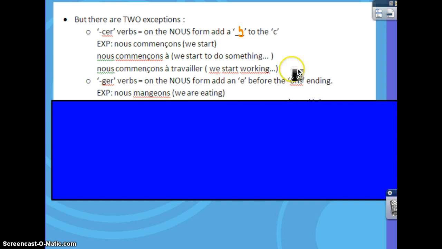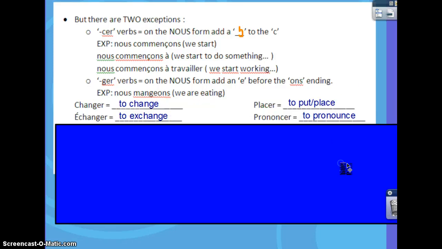I know as an English speaker you can say, well, I would pronounce that mangeons, and that's no problem whether there's an E in there or not. But for a French speaker, you have to actually have that E in there to make it change the pronunciation of the G. So again, really the only exceptions are with CER and GER verbs in the nous form. If it's not a CER, if it's not a GER, or if it's not in the nous form, do ER verbs exactly as you always learned them.